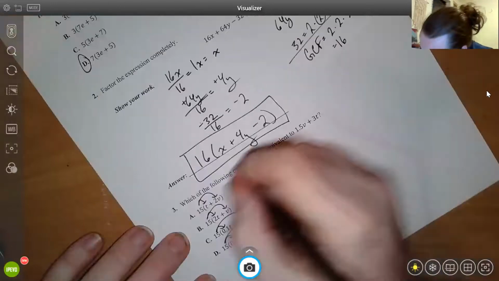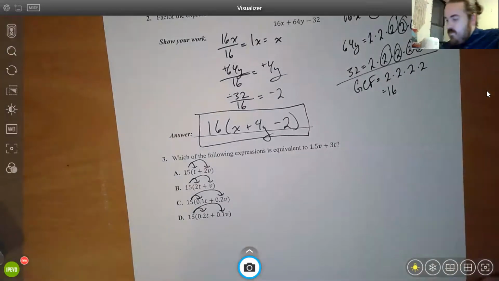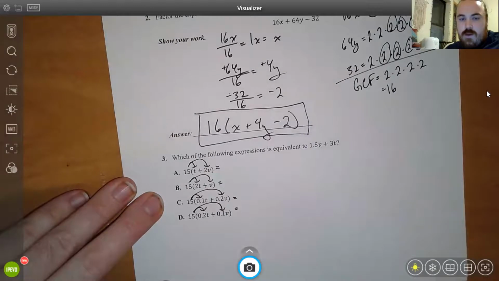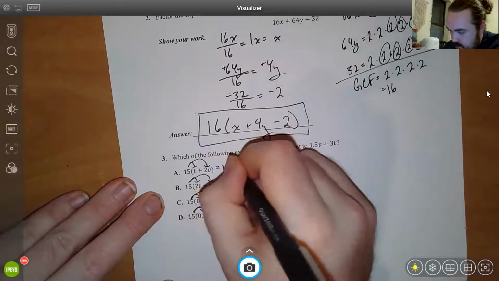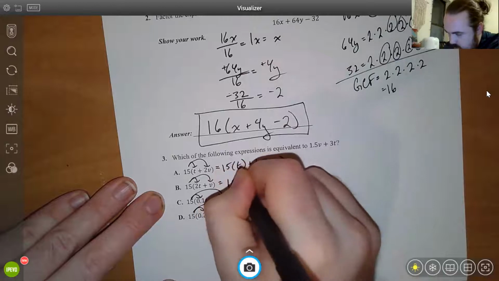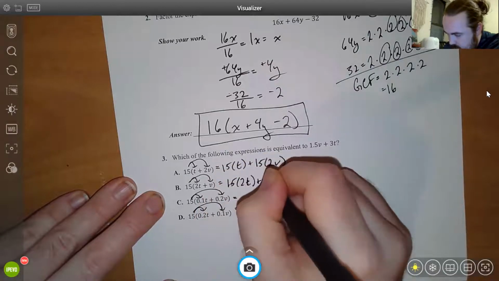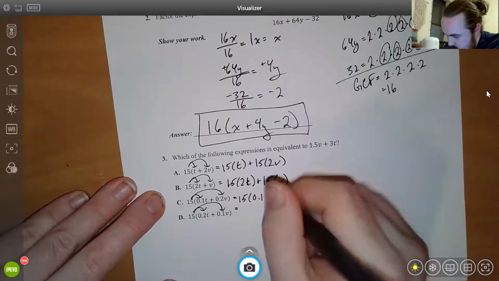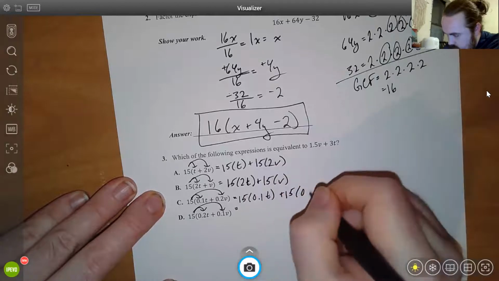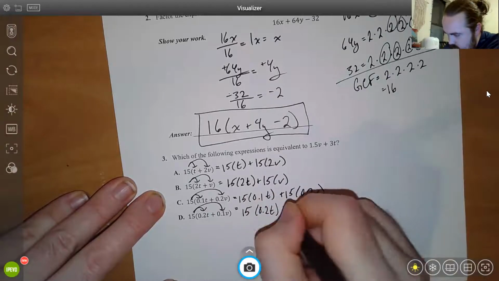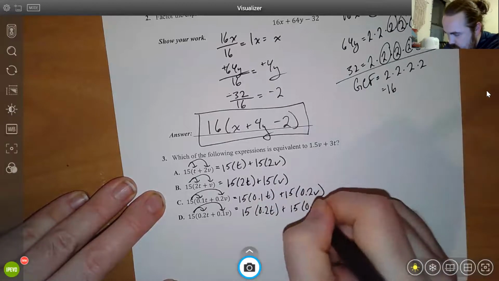I'm also always going to make sure that I write my multiplication out. So 15 times t plus 15 times 2v. 15 times 2t plus 15 times v. 15 times 0.1t plus 15 times 0.2v. 15 times 0.2t plus 15 times 0.1v.